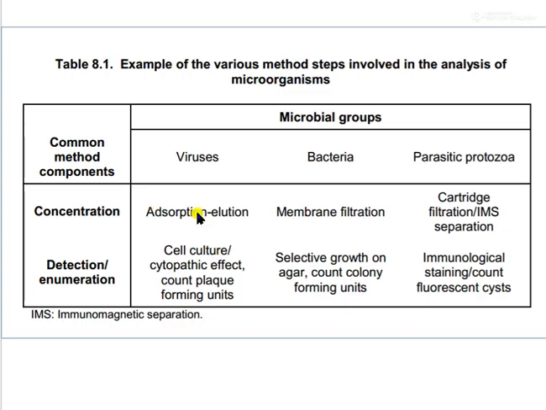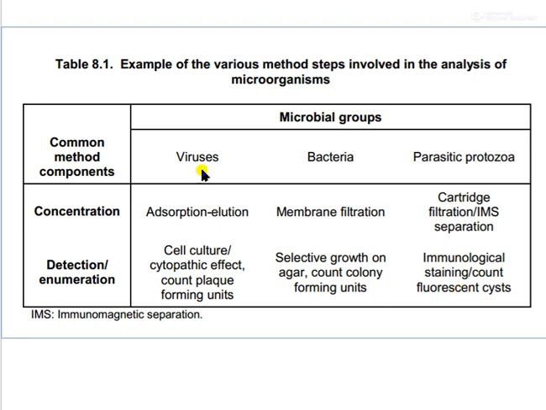Now, as we all know, there are different methods which we have to detect various organisms. Either you can use the adsorption elution method, membrane filtration method, the cartridge filtration method, the cell culture method or the cytopathic method if you want to check the viruses. If you want to check the bacteria, you have a method where you grow it on the agar and then you count it. And if you want to check the parasites, you have the immunological staining methods and all that.